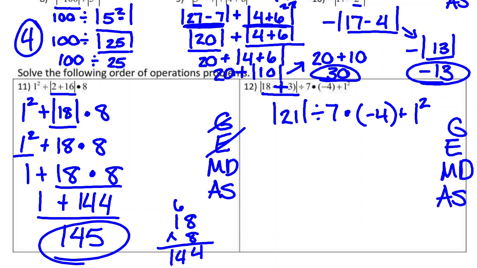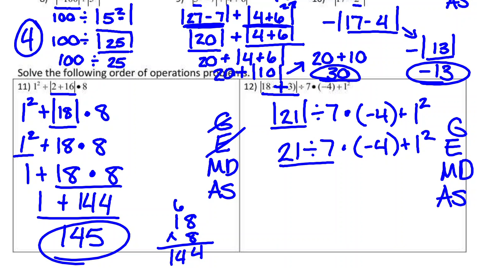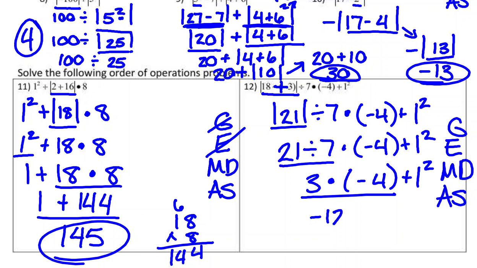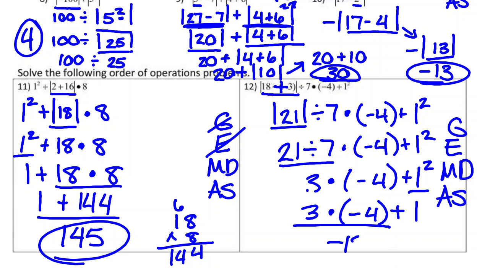So you find the absolute value of 21 divided by 7 times negative 4 plus 1 to the second. Divide that. You got 3. Multiply. Oops, I'm sorry, not multiply. Exponent, which would be 1. Negative 12 multiplying, and then you get an answer of negative 11. Signs are different, find the difference.